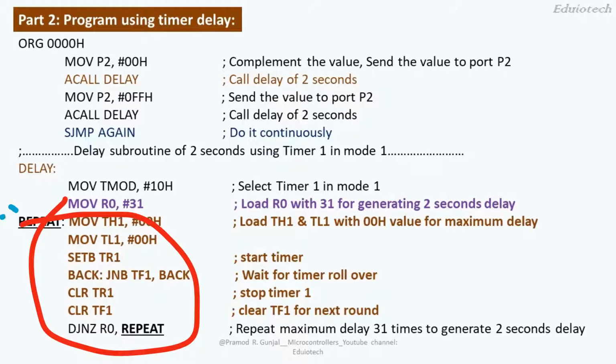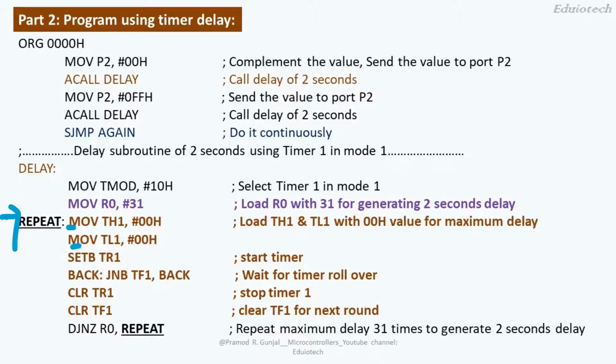Again we come here and load the timer with the initial value. Start the timer, wait till it rolls over and the timer flag gets set. Stop the timer, clear the flag, and again decrement R0 by 1 and check is it 0? If not, jump to repeat, otherwise get out of the loop. Look, here we have again created delay in delay. We used the combination of simple delay and timer delay.